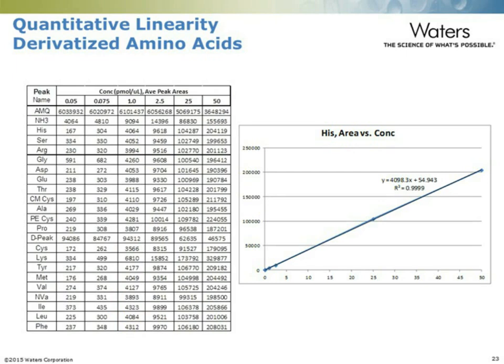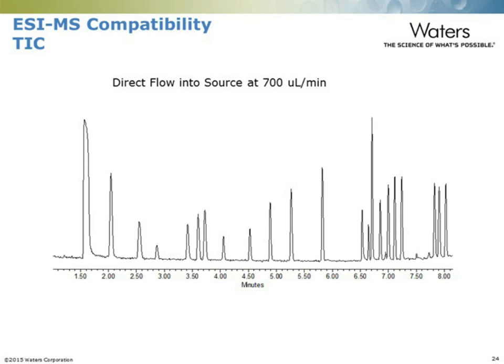The linearity of the method extends to almost 4 orders of magnitude for all the amino acids. Finally, one of our desires in building this method was to make sure that it was compatible with electrospray MS. The use of MS is a specialized detection that would be used to confirm peak identity during validation and to identify peaks during an investigation of a sample that had an unexpected component.